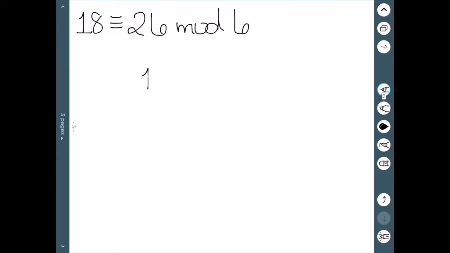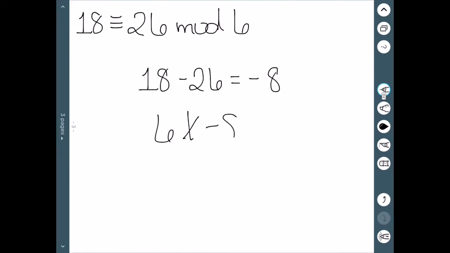Another example. Once again, we can do 18 minus 26, and this gives us negative 8. And then we can see that 6 actually does not go into negative 8 evenly. Therefore, no, these are not congruent.